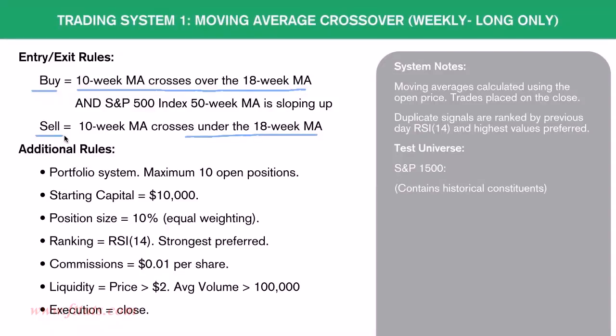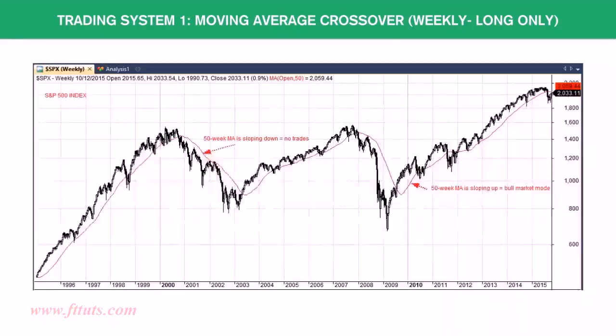In addition, we have a market timing filter here so that we can only take trades when the 50-week moving average on the S&P 500 index is sloping upwards. So this is what I've called a bull market filter. When the S&P 500 is sloping upwards, we'll be in bull market mode and we can trade normally. When it's sloping down, we won't be allowed to enter any new trades and the portfolio will slowly move fully into cash. Hopefully, using this rule will keep us out of the market during nasty bear phases.